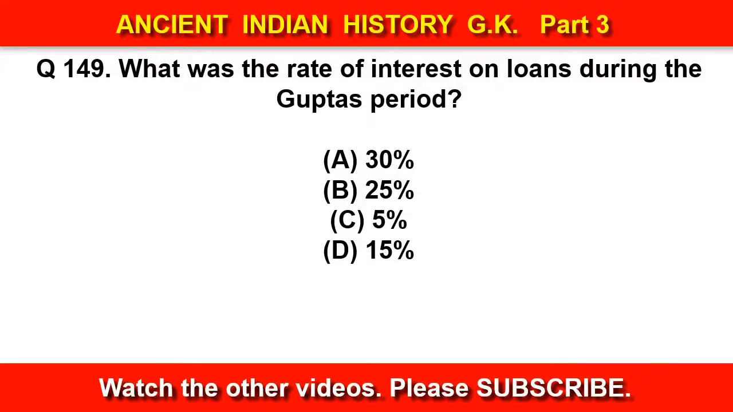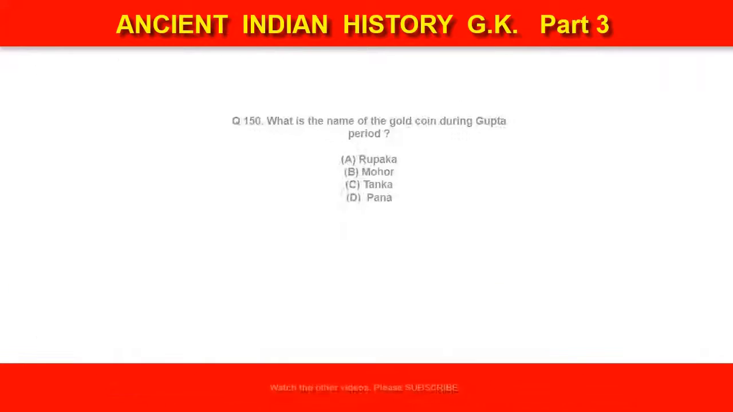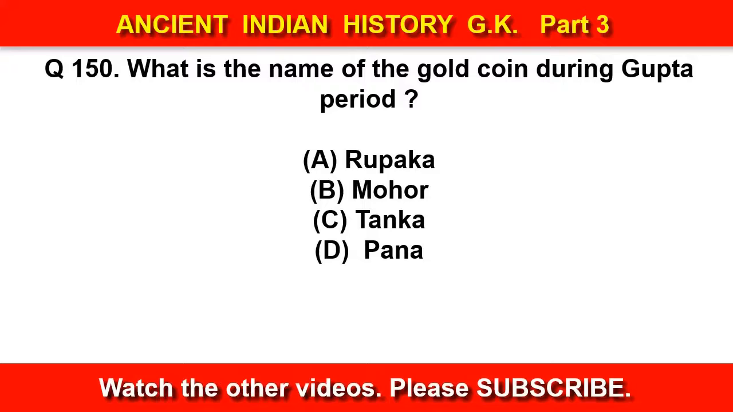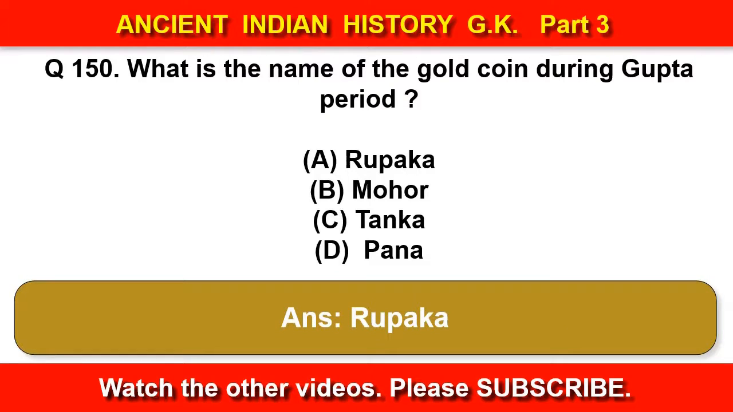What was the rate of interest on loans during the Gupta period? 15%. What is the name of the gold coin during Gupta period? Rupaka.